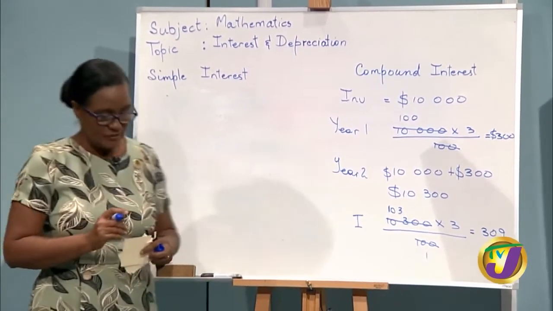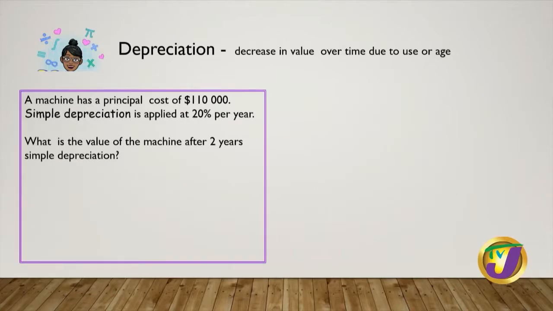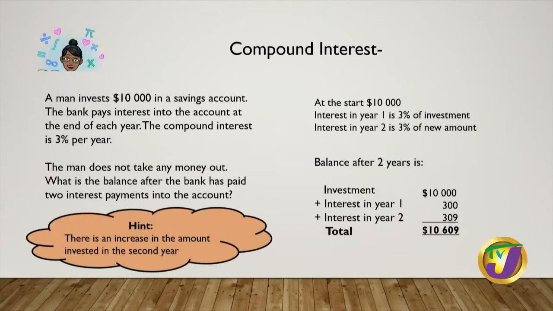All right, so let's go back to the screen and look at what we have. The investment is 10,000. The interest in the first year, 300. Interest in the second year, 309. You total that, and the new balance after 2 years would be $10,609. Is that calculation correct? Interest in the first year, interest in the second year, very good. All right, let's move on.